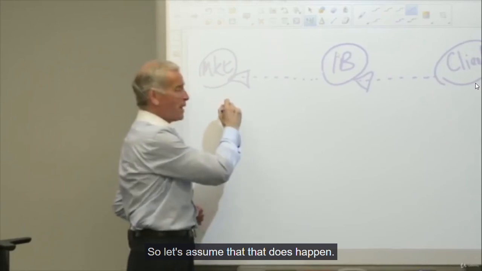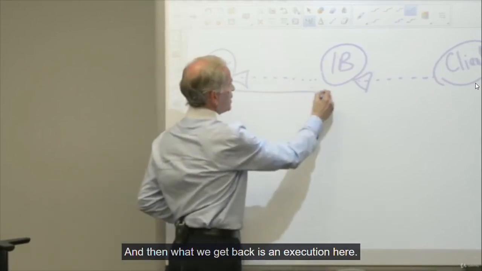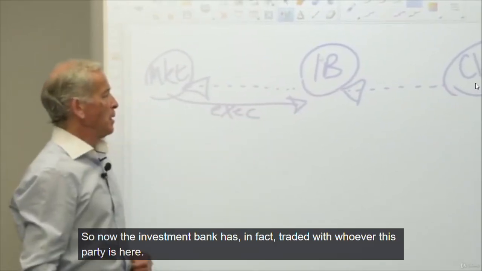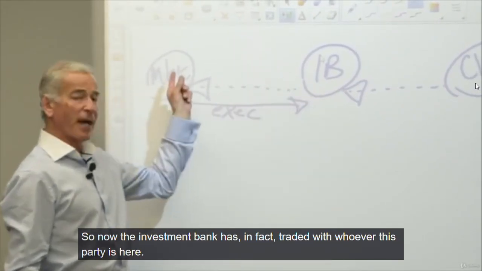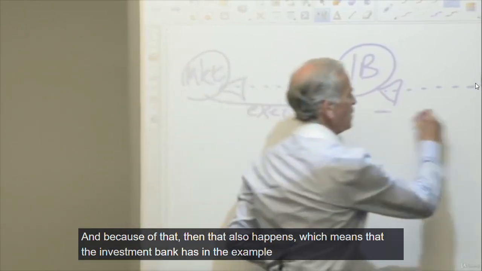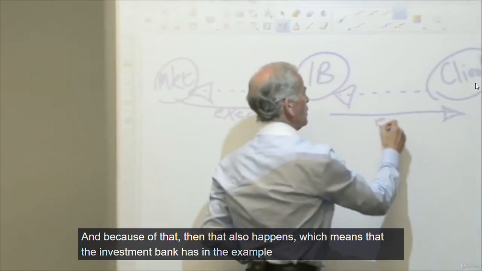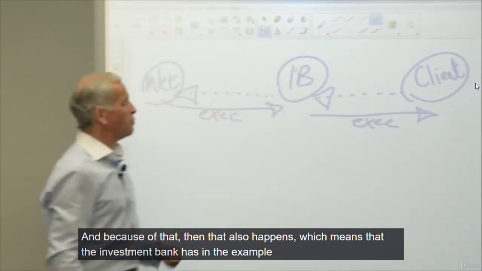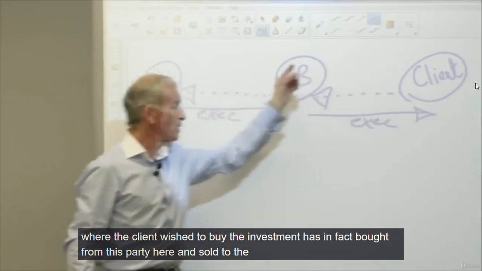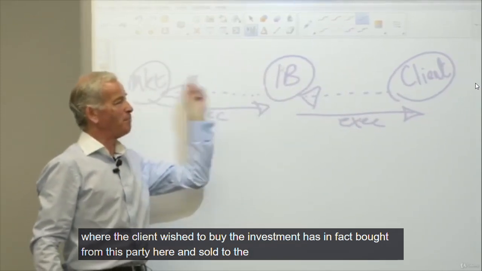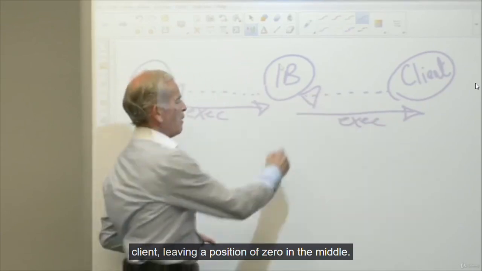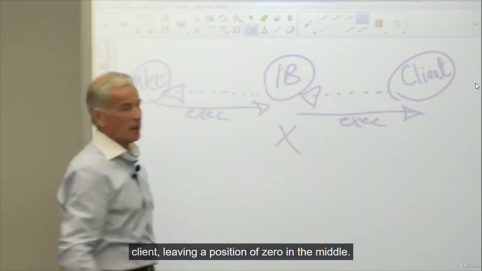So let's assume that that does happen, and then what we get back is an execution here. So now the investment bank has in fact traded with whoever this party is here. And because of that, then that also happens. Which means that the investment bank has, in the example where the client wished to buy, the investment bank has in fact bought from this party here and sold to the client, leaving a position of 0 in the middle.